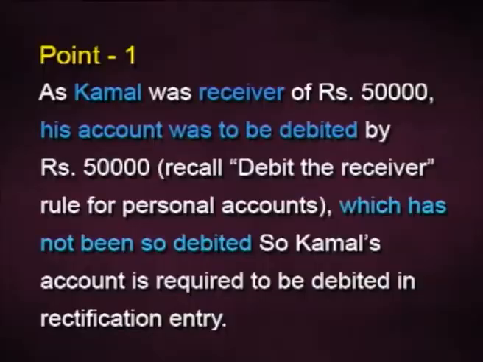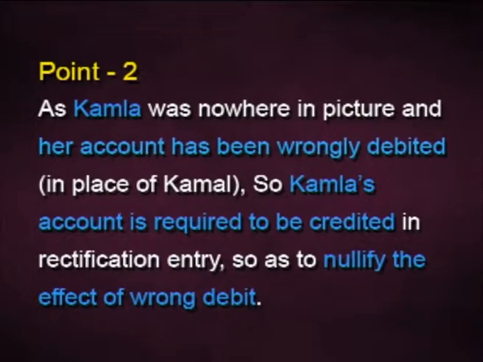These points will make you clear about the rectification entry required to correct the false effect of this error. As Kamal was receiver of rupees 50,000, his account was to be debited by rupees 50,000. Recall the debit the receiver rule. I hope you remember, debit the receiver is the rule for personal accounts, which has not been so debited. So, Kamal's account is required to be debited in rectification entry. As Kamla was nowhere in the picture and his account has been wrongly debited in place of Kamal, so Kamla's account is required to be credited in rectification entry.